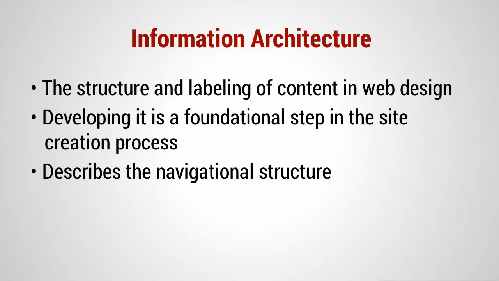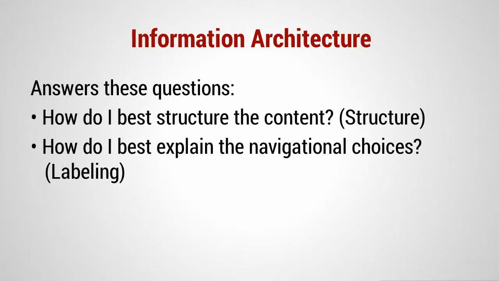It's generally one of the first things that you do when you get to the part of the process where you're actually ready to sit down and start putting a site together. Obviously, things like user research would come before that. Information architecture answers two key questions. How do I best structure the content, and how do I best explain the navigational choices? So how do you best label it, which could include words, icons, pictures, descriptions, or a combination of those things.